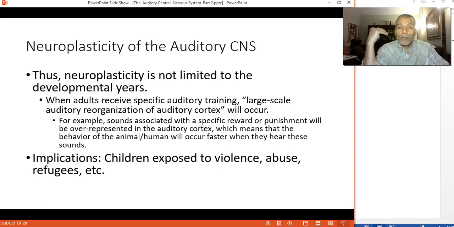The same can be for a child who is abused, for example. The abuser follows a particular pattern. They open a door in a certain way, they make their feet make a certain kind of noise, and the kids associate that with the terror that they experience. And as they hear that sound, they just start to experience the fear.